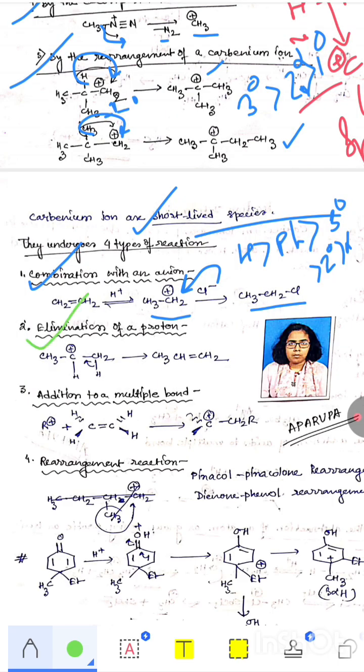Next one, elimination of a proton. So there must be a high tendency to neutralize the whole system by elimination of a proton to produce an alkene this way. Okay. Next, addition to a multiple bond, where an R group is added to this group, and again a carbocation can be produced. Okay. Last one, rearrangement reaction. Some rearrangement reactions can also follow. The very popular ones are the pinacol-pinacolone rearrangement as well as the dienone-phenol rearrangement. These rearrangements can happen on the basis of carbocation intermediate production, their respective stability, and also migration.